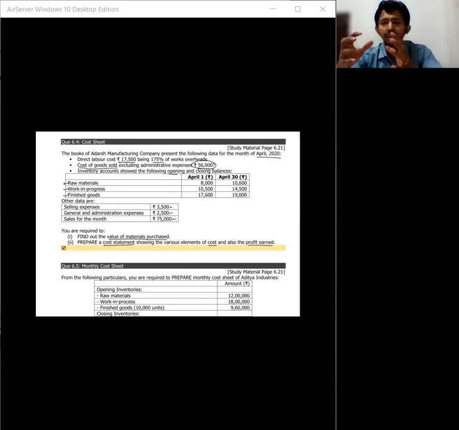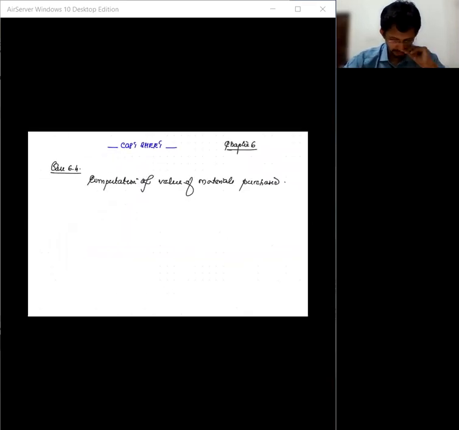See, this cost of goods sold includes material cost, labor cost, overheads, then adjustment of WIP and adjustment of finished goods. So if you reverse work from the cost of goods sold, you will be able to compute the material consumed. And once you get the amount of material consumed, then you can easily compute the material purchased. So computation of value of materials purchased, you can write it as reverse working.